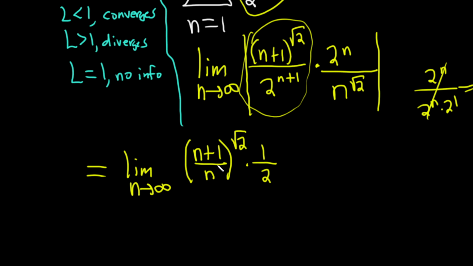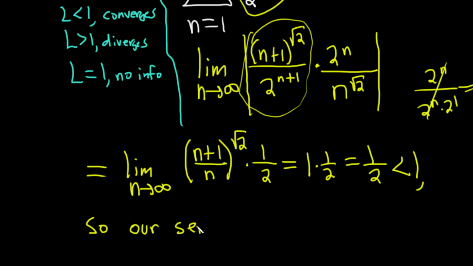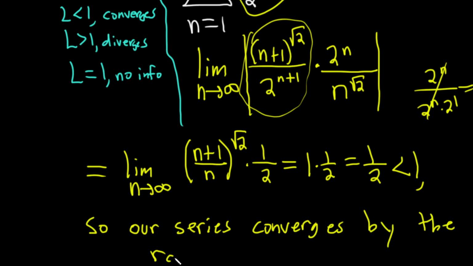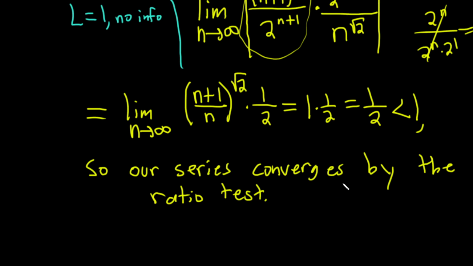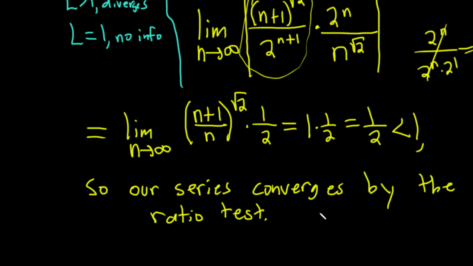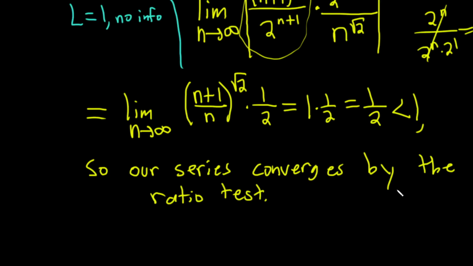So you can see now that this is just going to approach 1. And so this is going to approach 1 times 1/2, which is 1/2, which is less than 1. So our series converges. And it's called the ratio test. You want to emphasize that we're using the ratio test. So if you're trying to justify your work, you want to specify the test, let the reader know what test you're using. We're using the ratio test to do this particular problem.